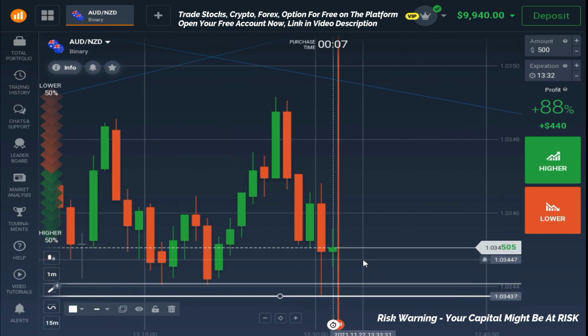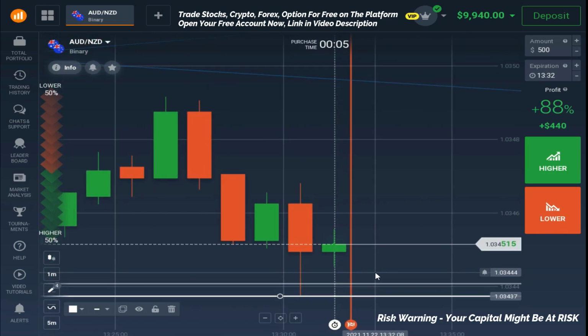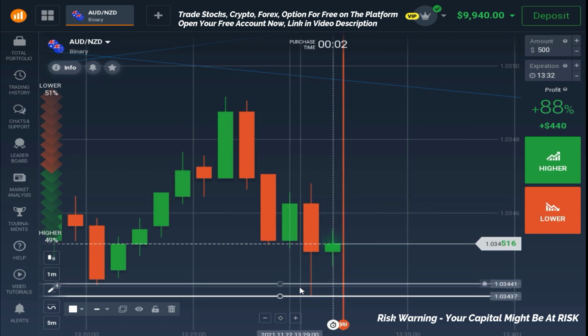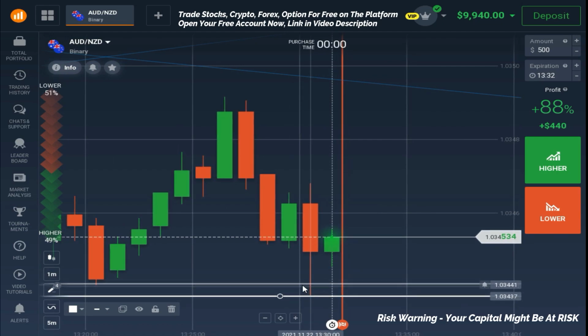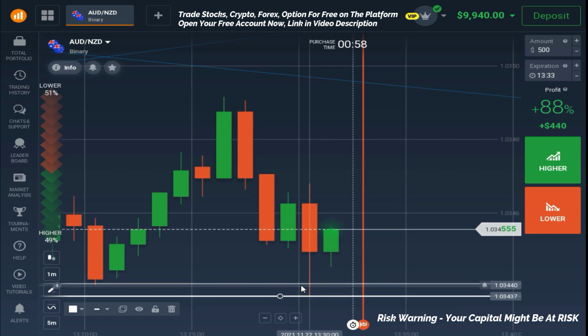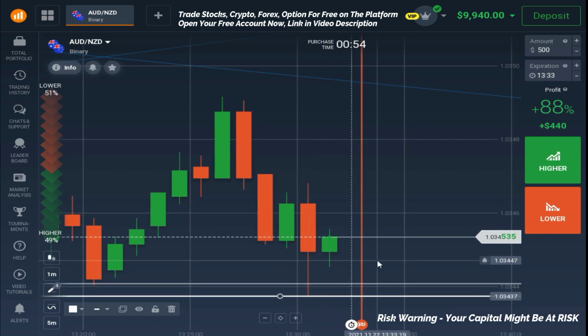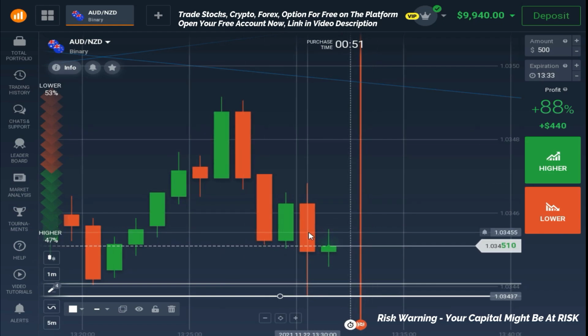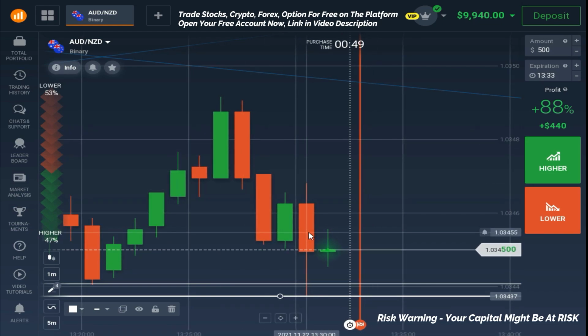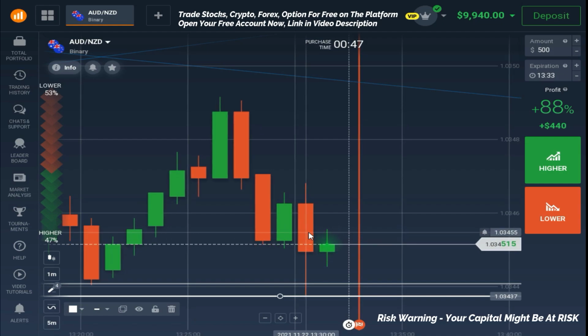Okay, so I have shifted my level because the market rejected strongly from this level, meaning that the buyers are actually here and we can place our trade using this level. So let's wait. The market is getting weaker, the momentum is dying, which is a good thing because it will help us to catch the reversal.